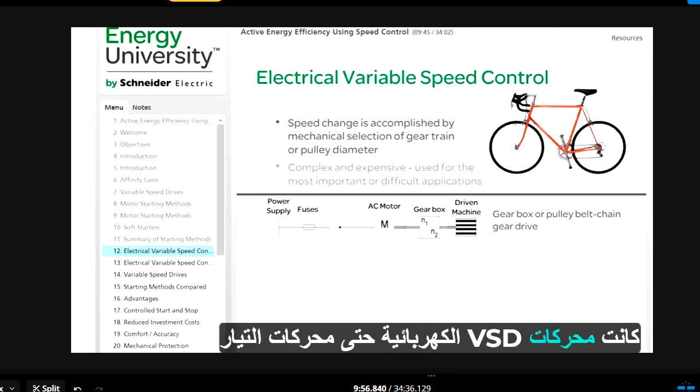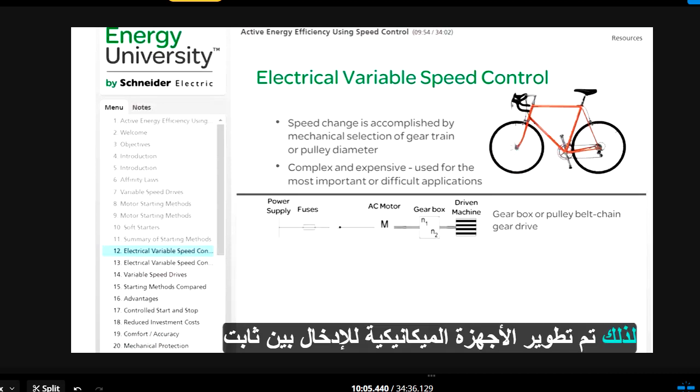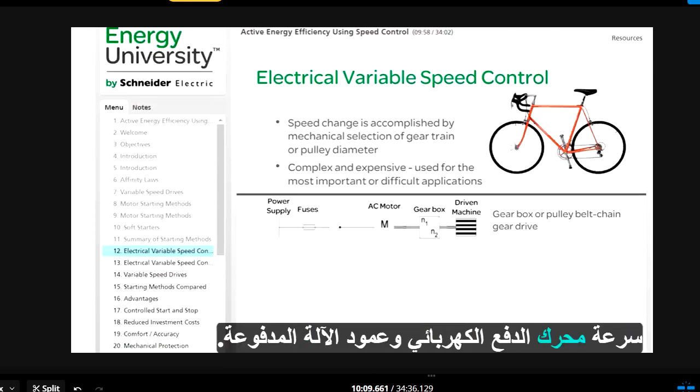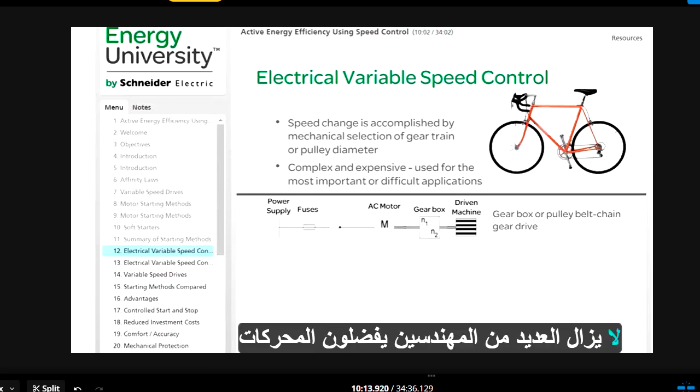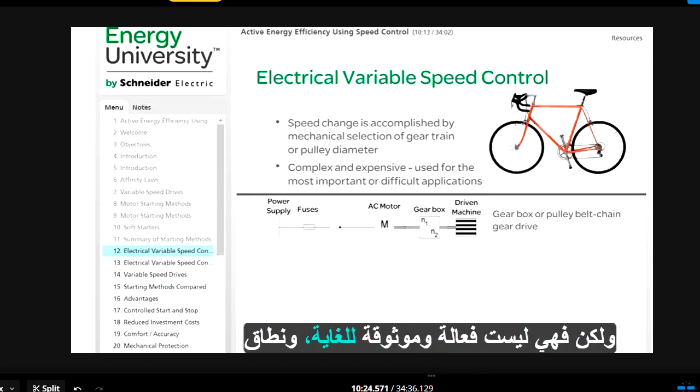Historically, electrical VSDs, even DC drives, were complex and expensive, and were only used for the most important or difficult applications. So mechanical devices were developed for insertion between a fixed-speed electric drive motor and the shaft of the driven machine. Mechanical variable speed drives are still favored by many engineers for some applications, mainly because of simplicity and low cost. But they are not very efficient and reliable, and the speed range is very limited.